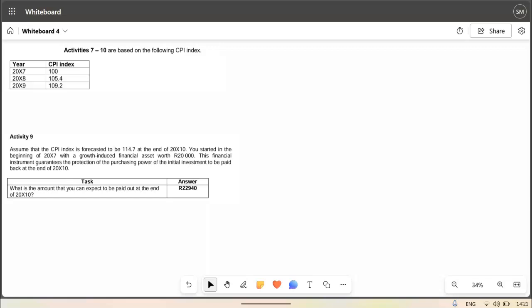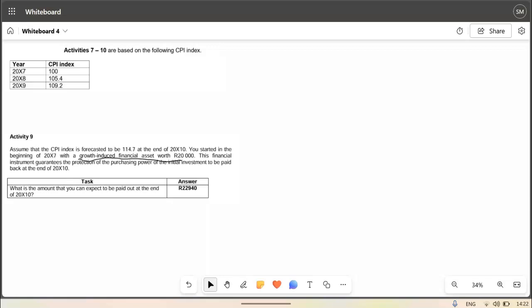Okay, so now when we go to activity 9, here we've actually made an assumption. We said that in 20x10, the forecasted CPI is 114.7, and we started investing at the beginning of 20x7, which is our base year. But now there's something that I want you to take note of here. They are saying that we have a growth-induced financial asset, right? So whenever you're dealing with a growth-induced financial asset, I want you to understand that we are dealing with an asset that is protected against inflation, right?